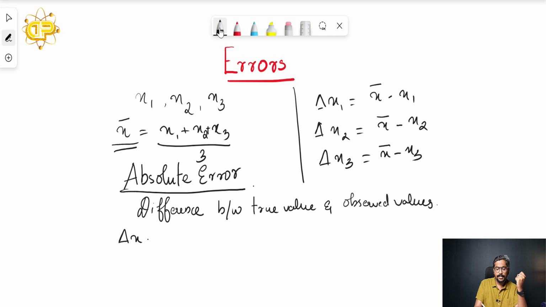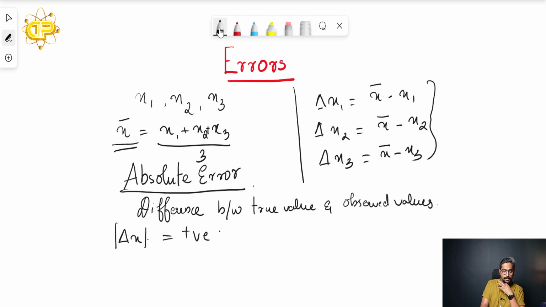Especially note that this absolute error can be positive or negative. If the observed value is more than the true value, then according to the equation it will be negative. If the observed value is less than the true value, then it is positive. So it can be positive or negative, but if I take the magnitude, then it will be positive only.